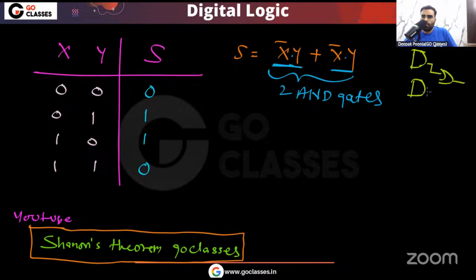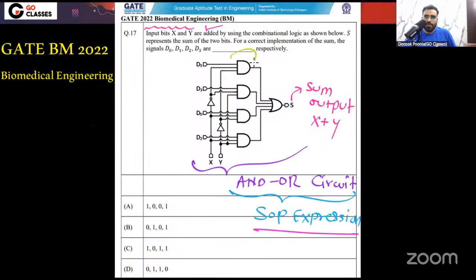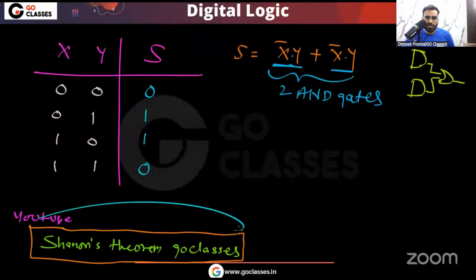Now you must ask yourself, from where are four AND gates coming? Here we have four AND gates. So from where are they coming? So let me tell you now. In this lecture also, I have discussed Shannon's theorem, in the Go Classes lecture. You can watch it on YouTube.